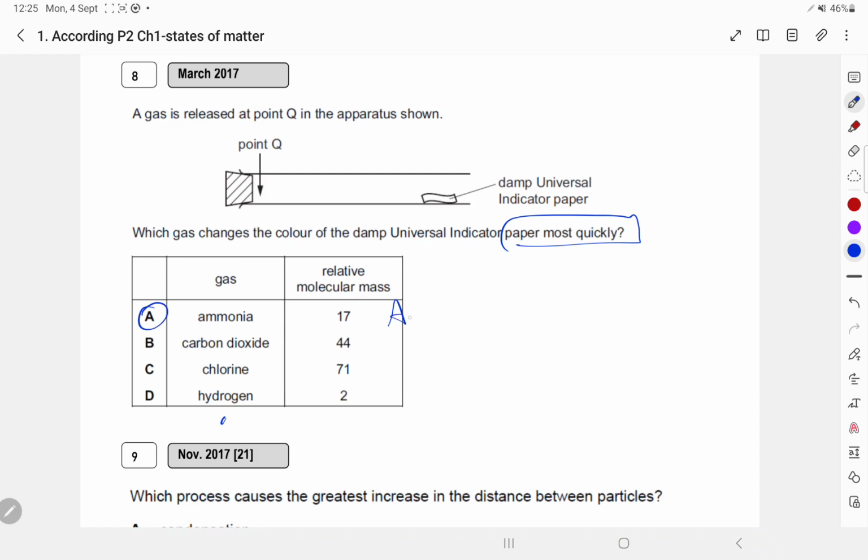Ammonia is alkaline gas, so it will turn the color of the universal indicator paper to blue. This is really important. I know that the hydrogen is the fastest, but it will not change the color of the universal indicator paper, so we have to choose the ammonia.